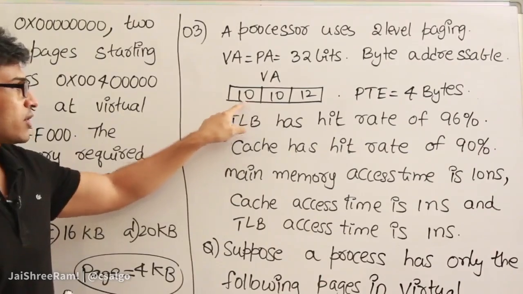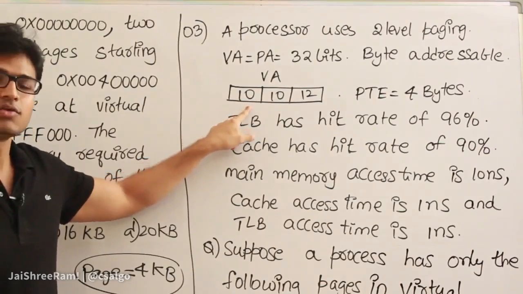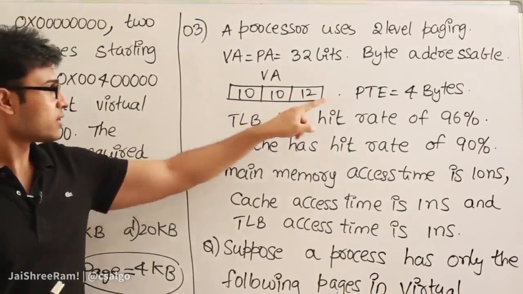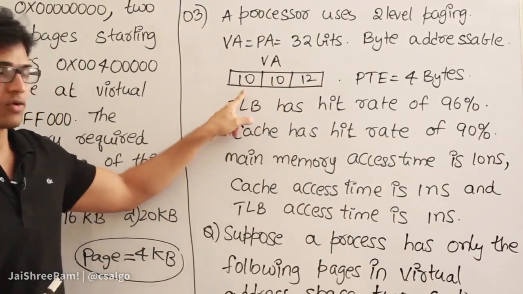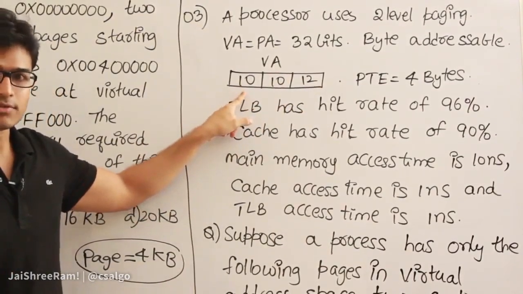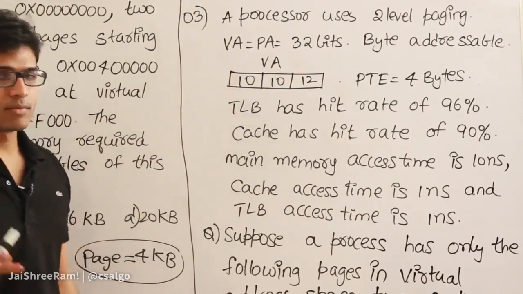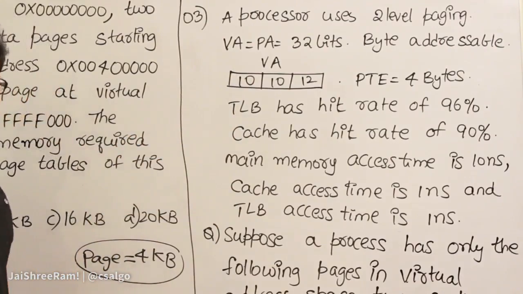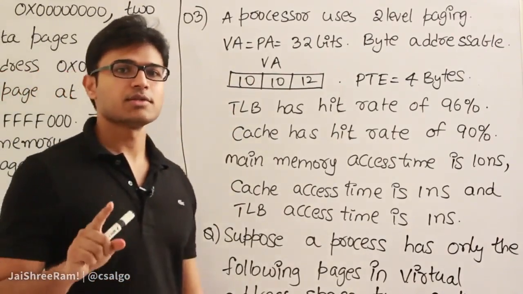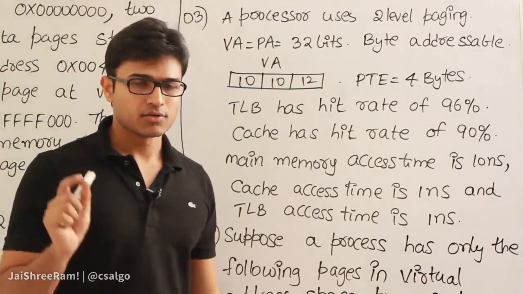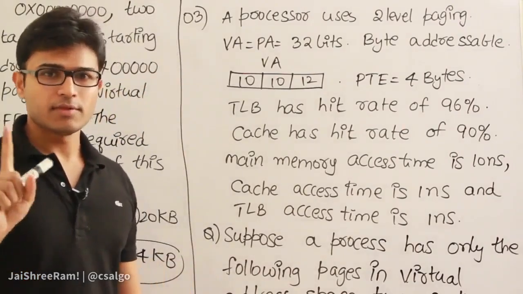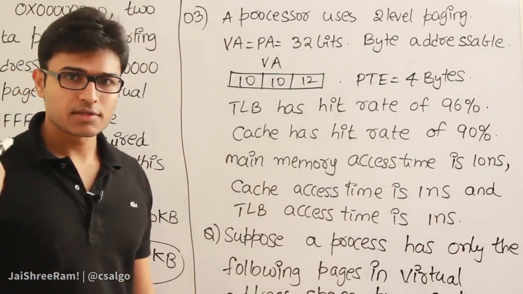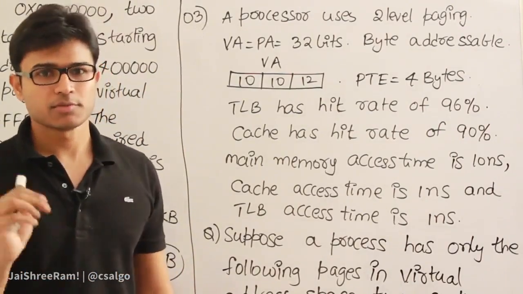Therefore, what is the size of the outermost page table? It contains 2 power 10 entries, and the size of each entry is 4 bytes. Therefore, 2 power 10 into 4, which is 4 KB. So the outermost page table is going to fit in one page. Fine. So in order to run this process, the outermost page table should always be in the main memory, right? So what can you say? One page is definitely required, which requires 4 KB in order to put the outermost page table.